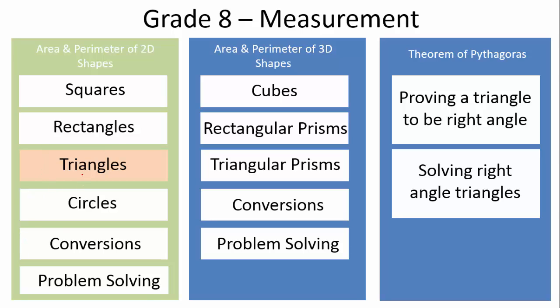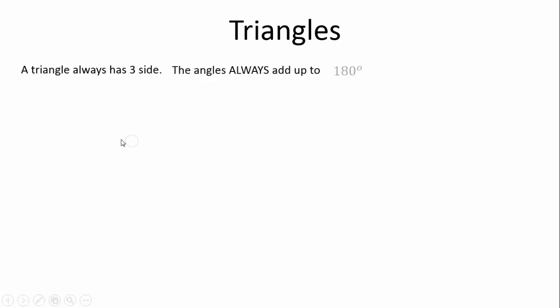Okay, grade 8, now we're going to be talking about triangles. Remember, we're trying to find the area and perimeter of a triangle. So a triangle always has three sides, and the angles always add up to 180 degrees. Now remember, this is how we write degrees in maths.